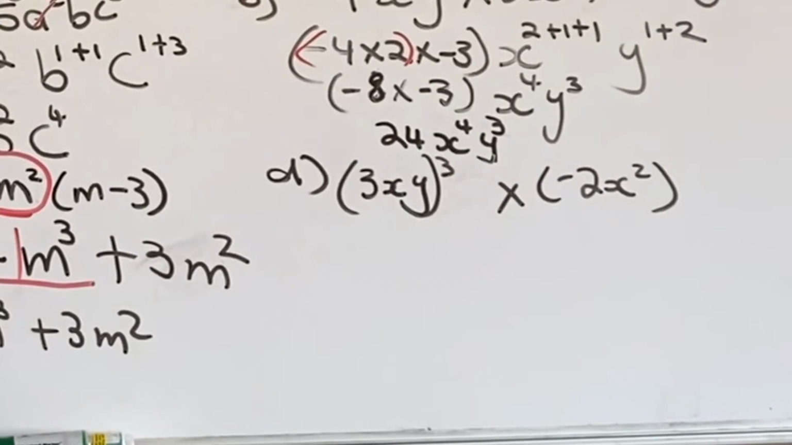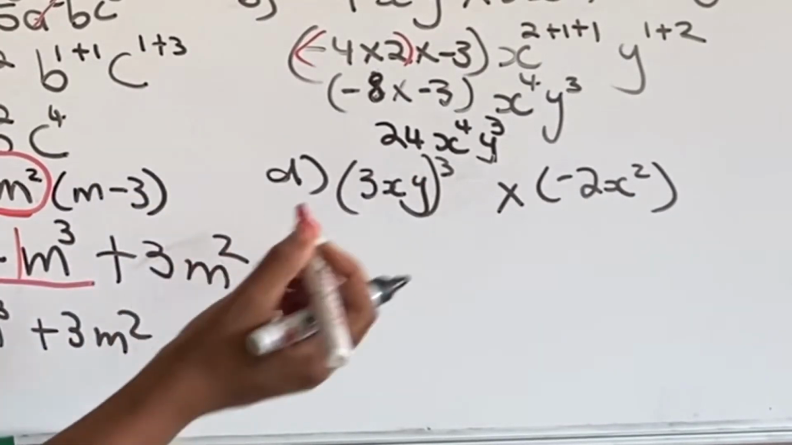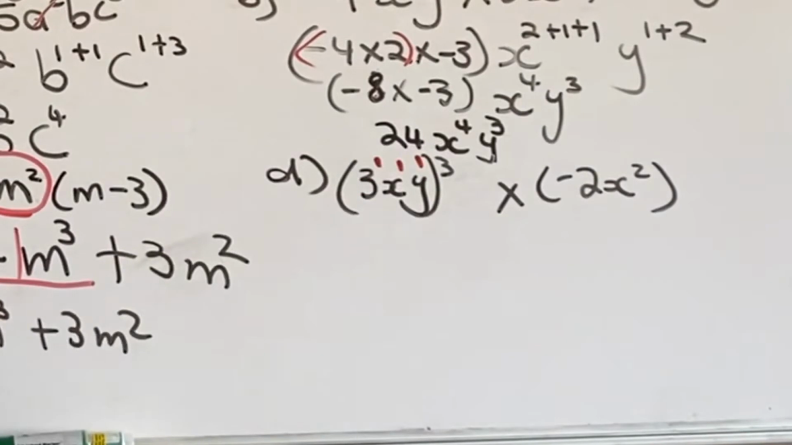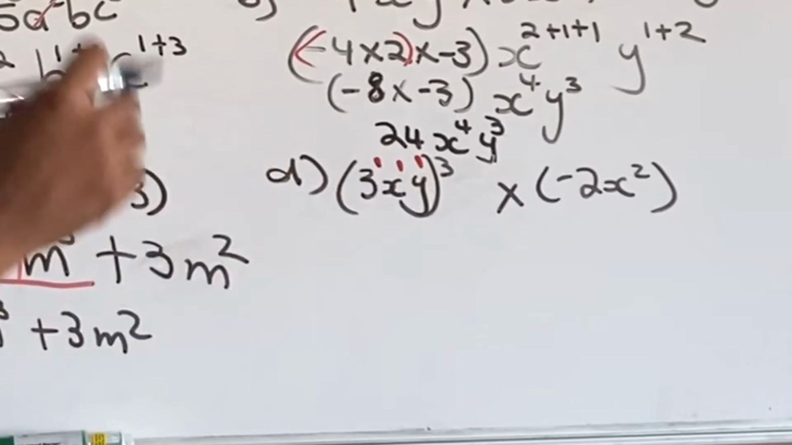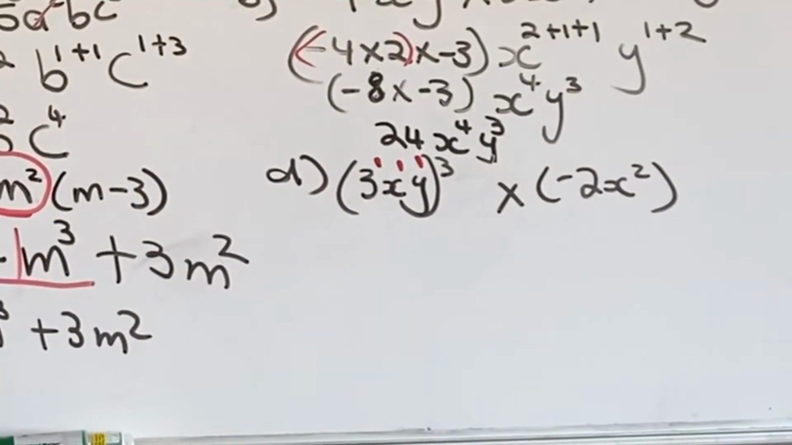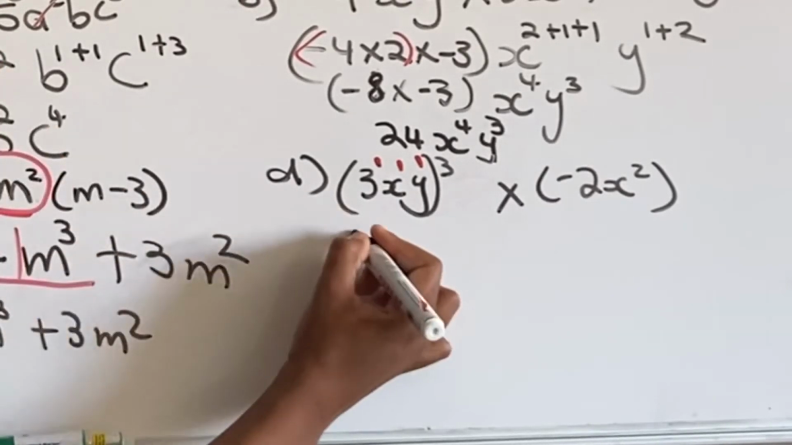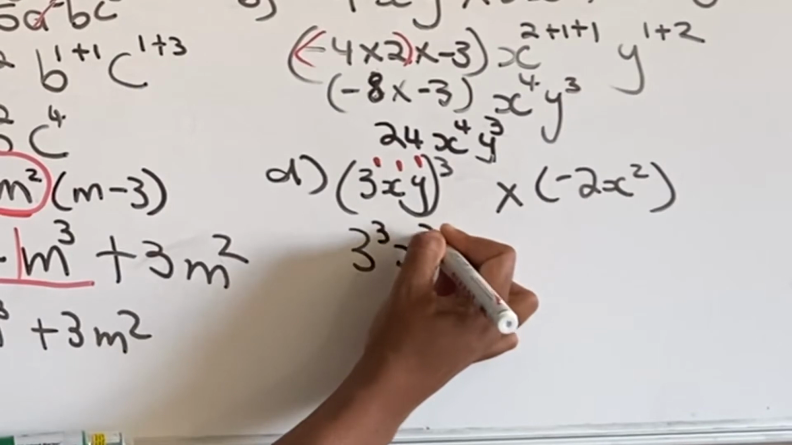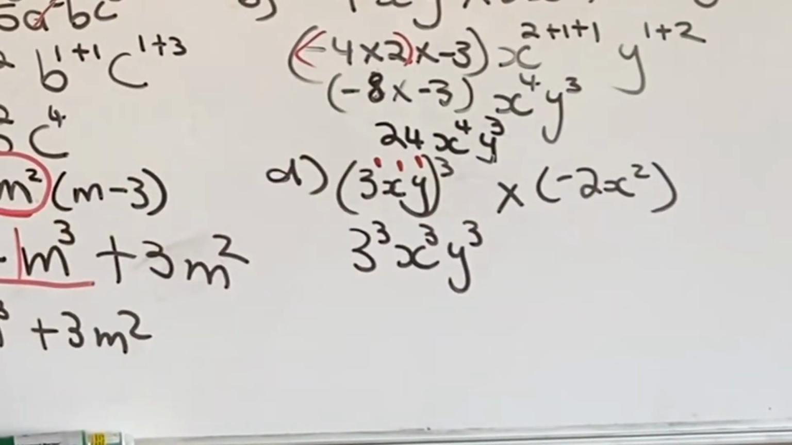Take note, when we have a power outside, it's for everything inside, and there's a difference between having a base and a power outside and just having a power. When it's only a power, we just bring the power and multiply it with each power inside. So here inside, we have a 1 and a 1 and a 1. So we need to make sure that we are able to do this, right? So we are going to multiply 3 with those 1s. We just bring the power that is outside and power everything inside with that power. So we are going to have 3 to the power 3, x to the power 3, y to the power 3. It's just telling you that everything that is here is power to 3.